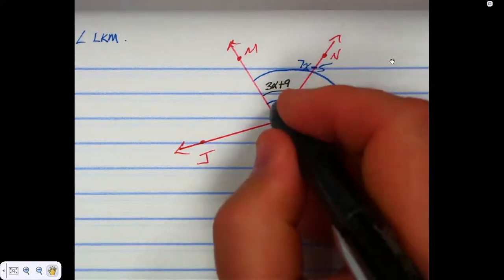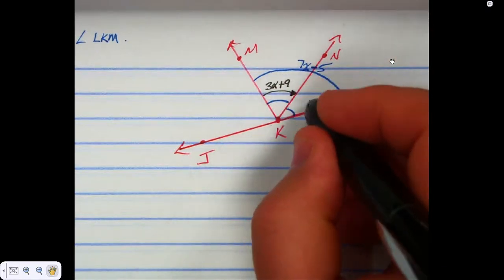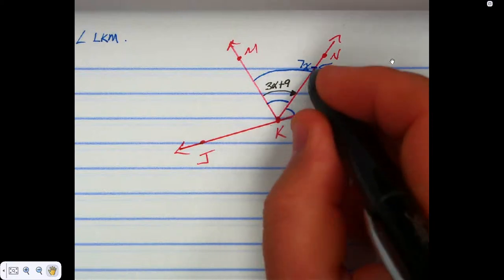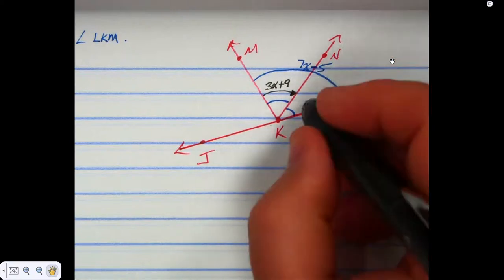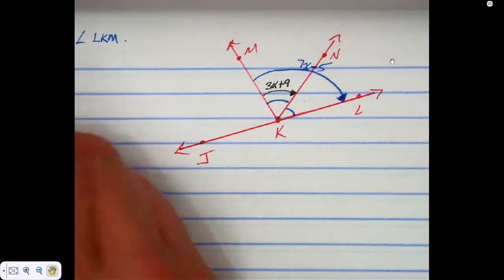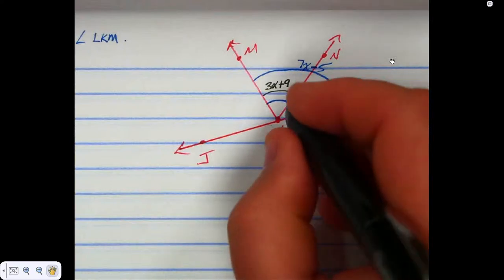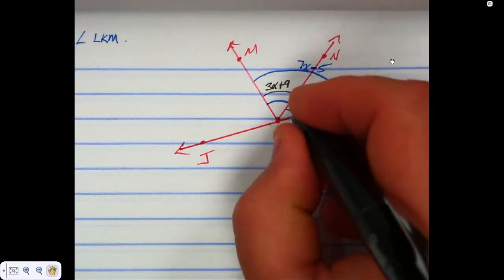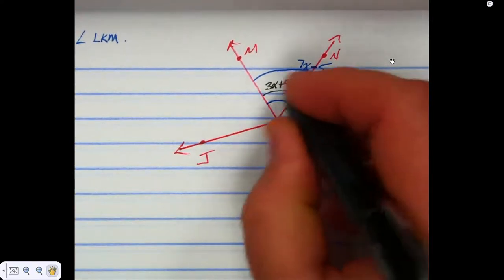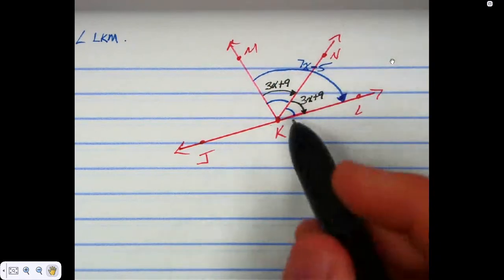What else do we know? Two halves make a whole. If you add these two together, would they equal that one? Yes. The problem is I don't know anything for that one, do I? But do I? What did they say about KN bisecting it over here? It's congruent. They're the same. So if that one's 3x plus 9, what's this one? 3x plus 9.